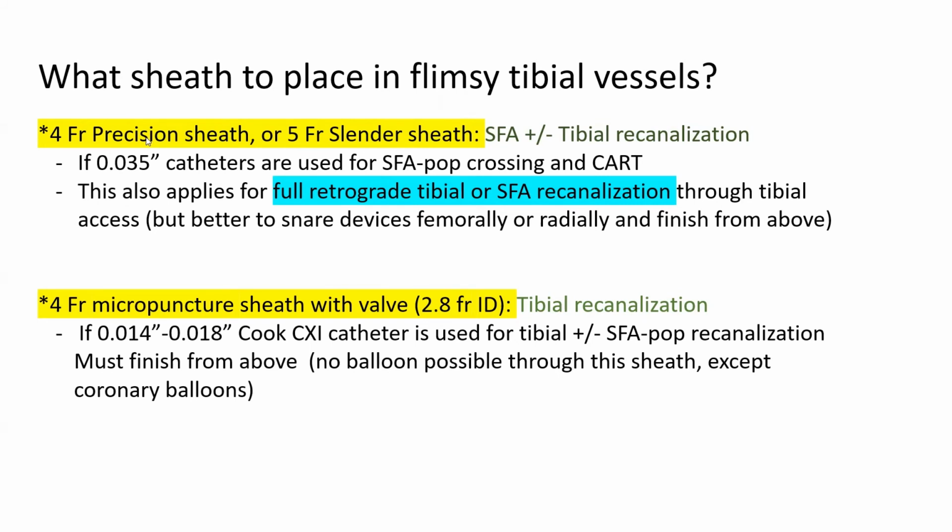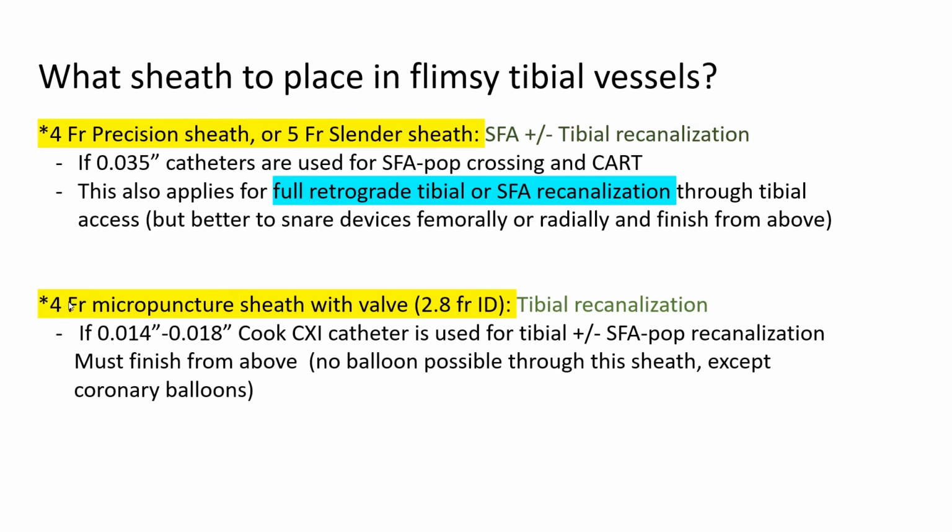So most typically, to keep it simple, when you're using a 0.35 inch catheter and wire system to assist in SFA crossing, we use a 4 French precision sheath or 5 French slender sheath. When we're using the tibial axis to assist tibial recanalization, we use something smaller.